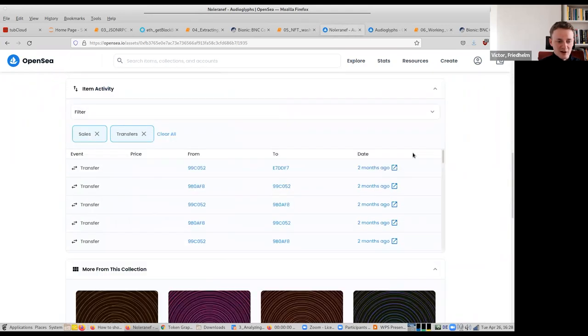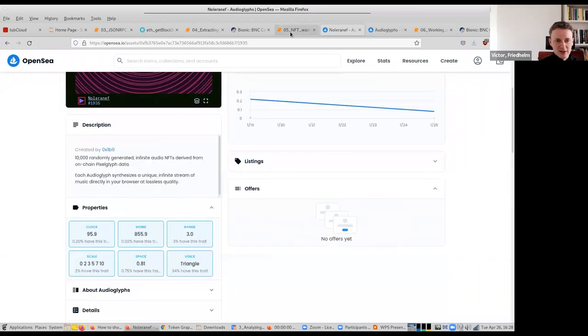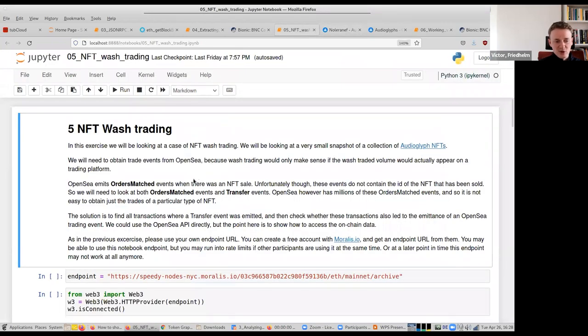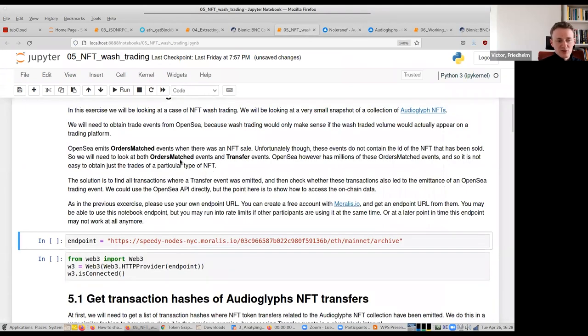And someone pointed me to this and said, well, that looks really weird. What's going on here? There are transfers that seem to be between the same type of people, but they're not really sales. What's going on here? So I want to take this as a starting point to look at this particular NFT collection and see whether we can spot something. So again, we'll be trying to extract events. So in this case, OpenSea emits orders matched events. And we'll need to extract those. And at the same time, we'll also need to extract NFT transfer events.